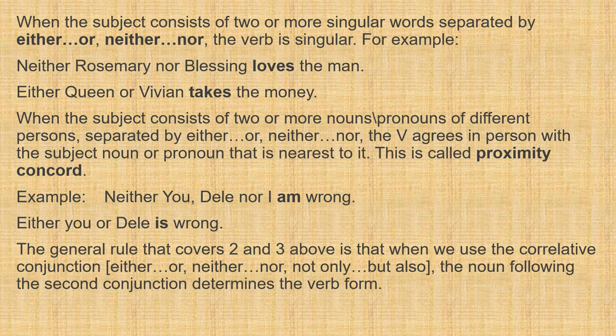Example: neither you, Dele, nor I am wrong. If you look at the subject here, we have you, which is second person singular, Dele, which is third person singular, and I, which is the first person singular. So, in essence, when we look at the three, we have to check which one is closest to the verb, and that determines the form of the verb. And that is why you now have "I am wrong." You cannot say "neither you, Dele, nor I is wrong," or "neither you, Dele, nor I are wrong," because that would be grammatically incorrect.